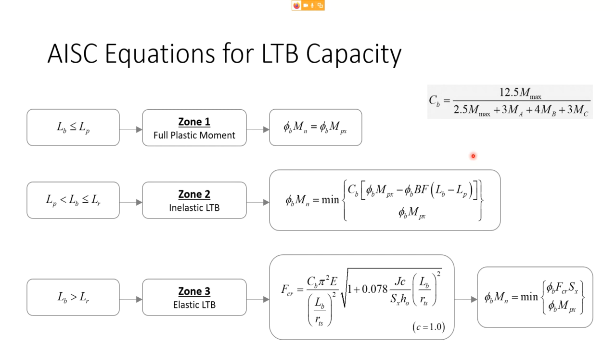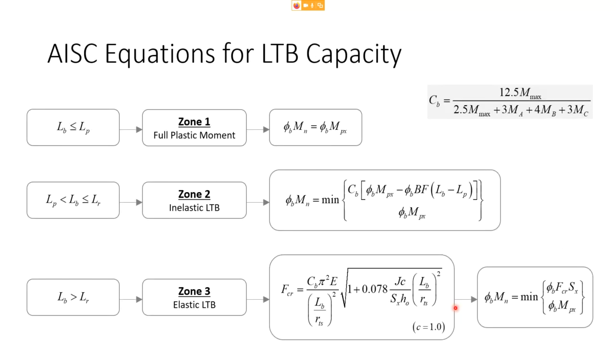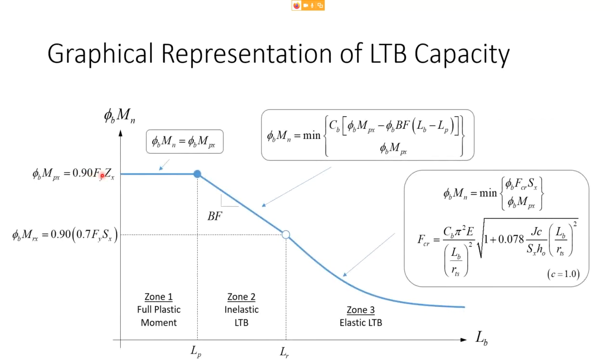Now, here's the thing about these equations. I posted this on Microsoft Teams, but I want to make sure that everybody's clear on this. All these equations are just a flowchart representation of this graph. So this and this are saying the same thing. Remember what the graph looks like. It's a constant capacity in zone 1, in zone 2 it's linear between LP and LR, and in zone 3 we get this hyperbola, this curved function.